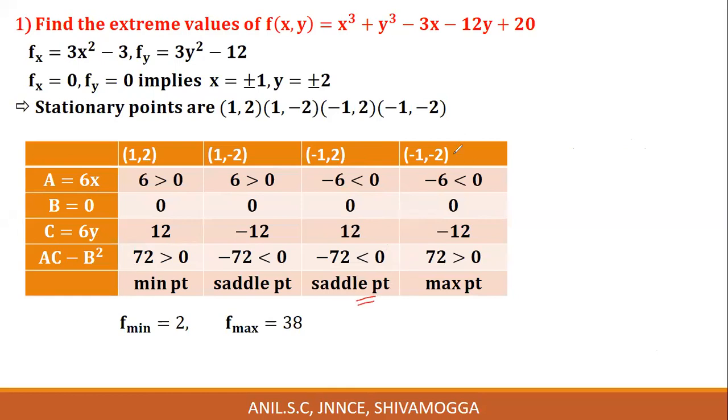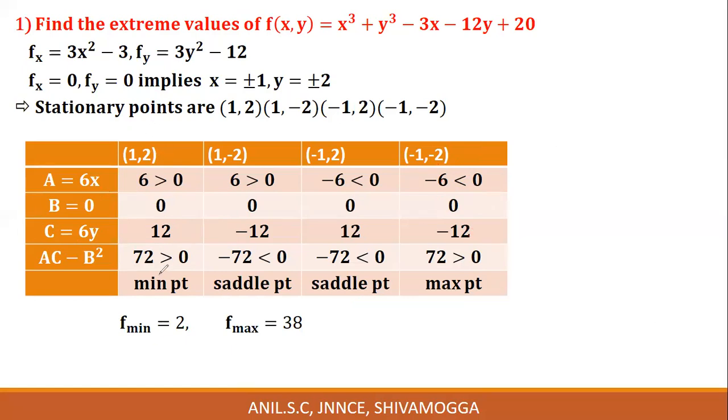Next, the last one, minus 1 comma minus 2. Let's find the nature of this point. X is equal to minus 1, y is equal to minus 2. A is 6x, therefore 6 into minus 1 is minus 6, B is 0, and C is 6y, where y is minus 2, so C is minus 12. And AC minus B square: A is minus 6 and C is minus 12, their product AC is 72, minus B square is 0. And 72 is clearly greater than 0. If AC minus B square is greater than 0 and A is less than 0, the point is said to be a maximum point. Therefore, this is a maximum point.